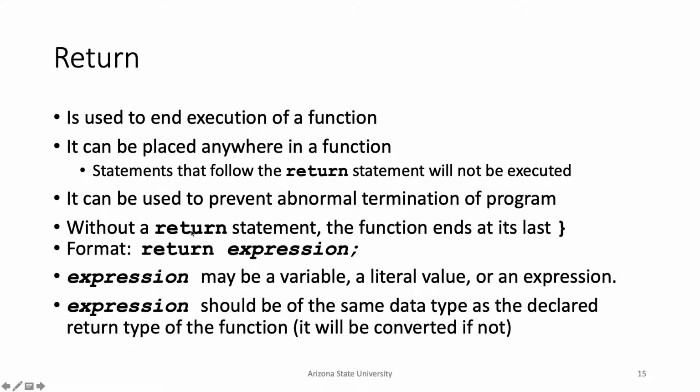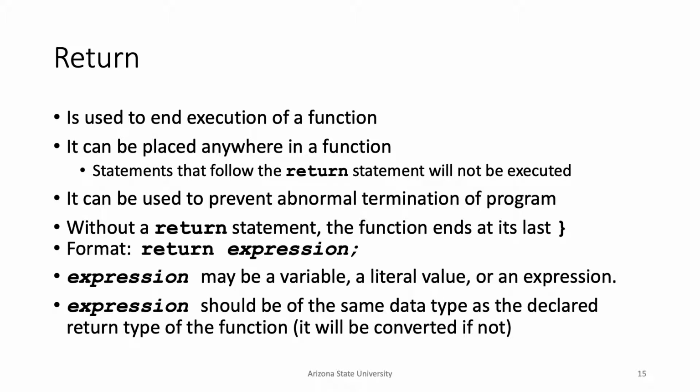If you don't have one, then the only way you can get out of the function then is if you go to the last curly brace of the function. So remember, for the main function, are we required to have that return 0 somewhere for the main function? No. Well, what happens if we didn't have a return 0?